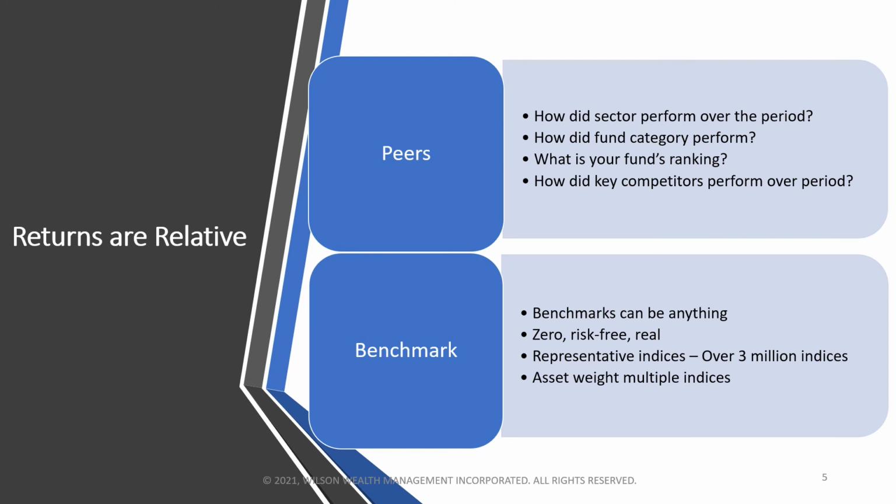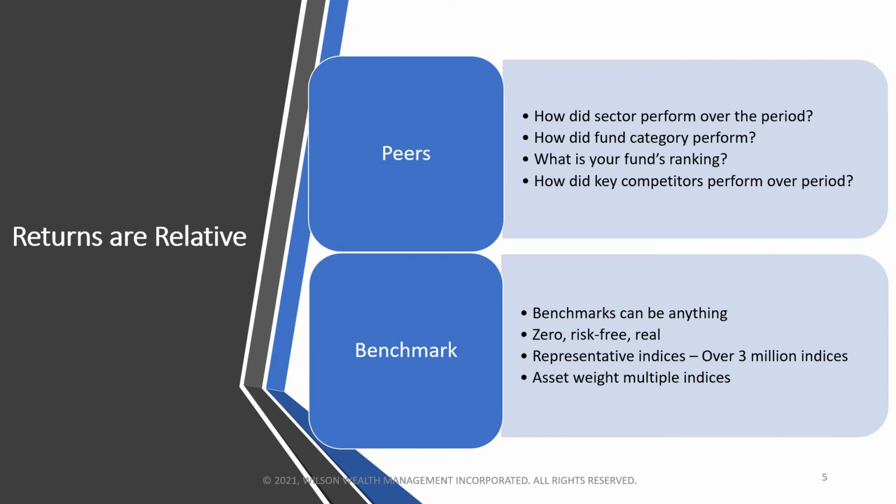If we go back to our ABC comparison, we said that their performance over 1 year was 12%, 10% for 3 years, and 11% for 5 years.